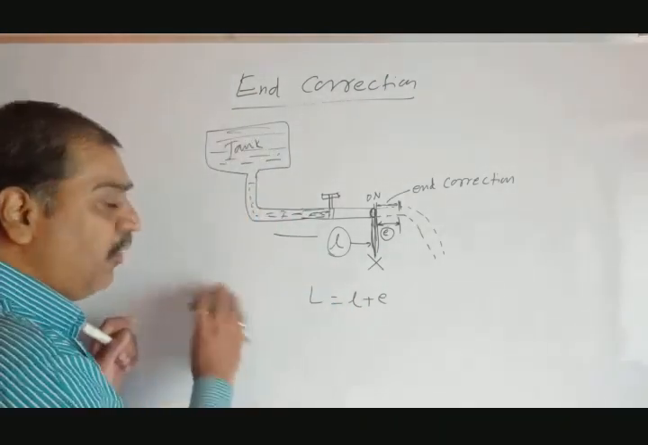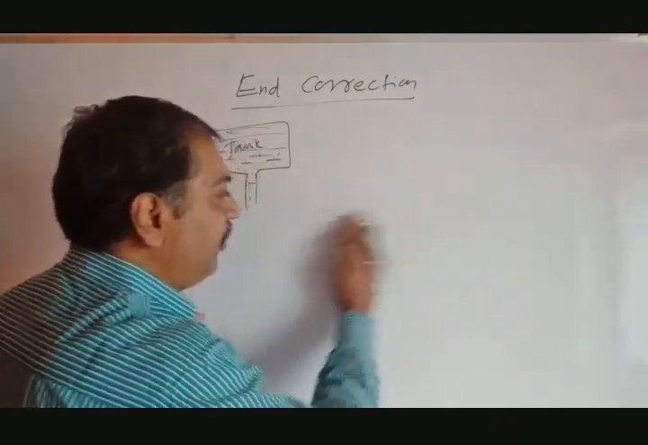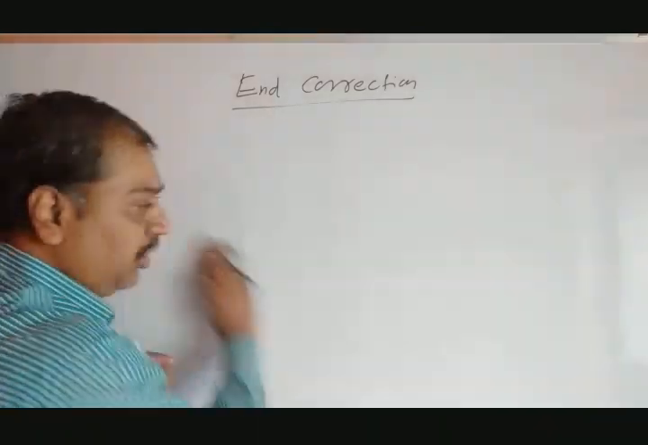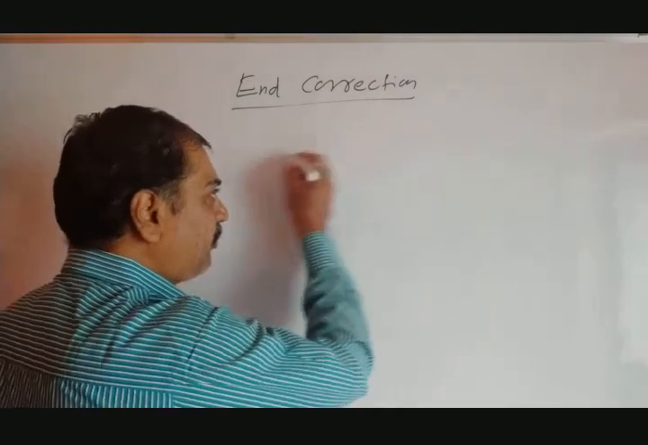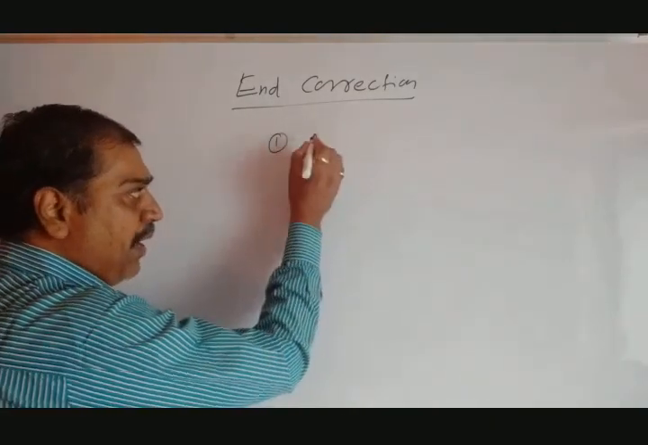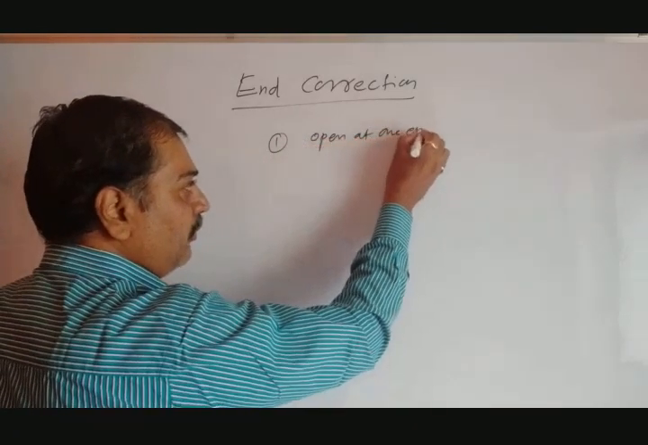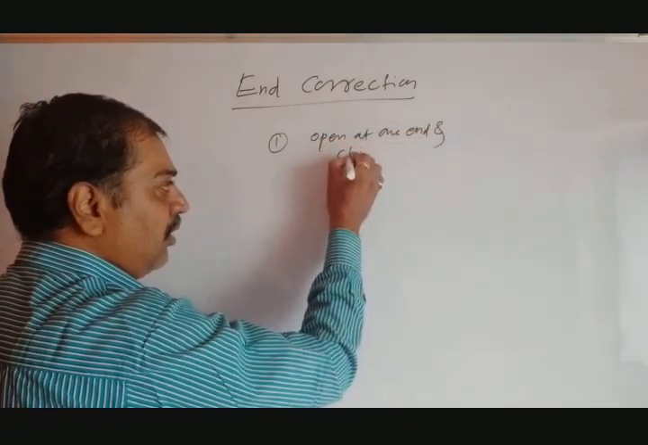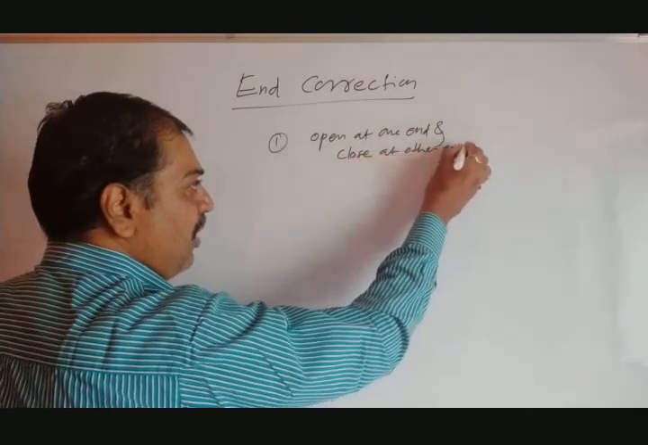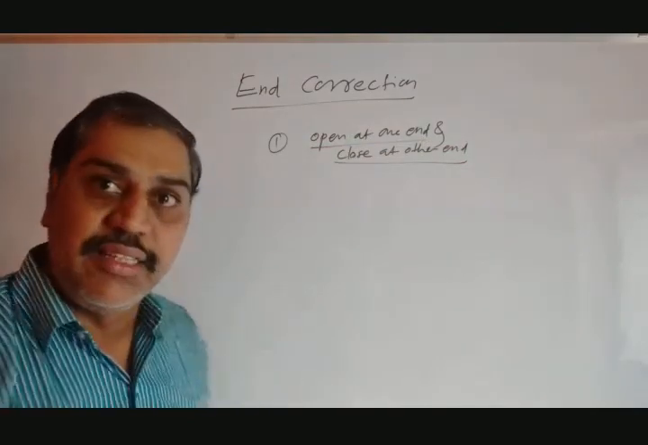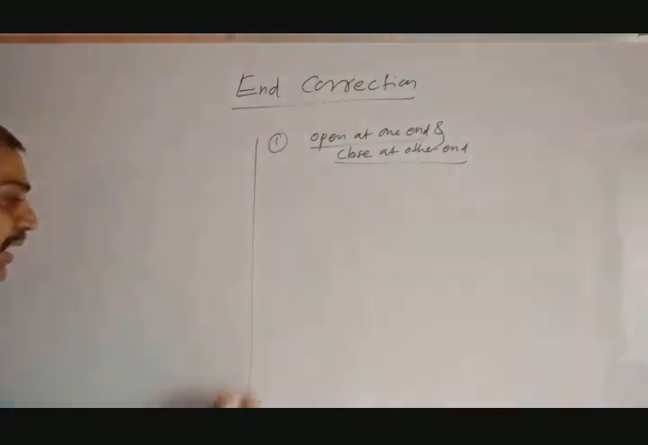So this I have told you by taking a simple example of water and a pipe. Now the same thing you can apply here in end correction. This concept can be applied for two cases. The first is a pipe open at one end and closed at the other end. This is the first case, when the pipe is open at one end and closed at the other end. And the second case is what?